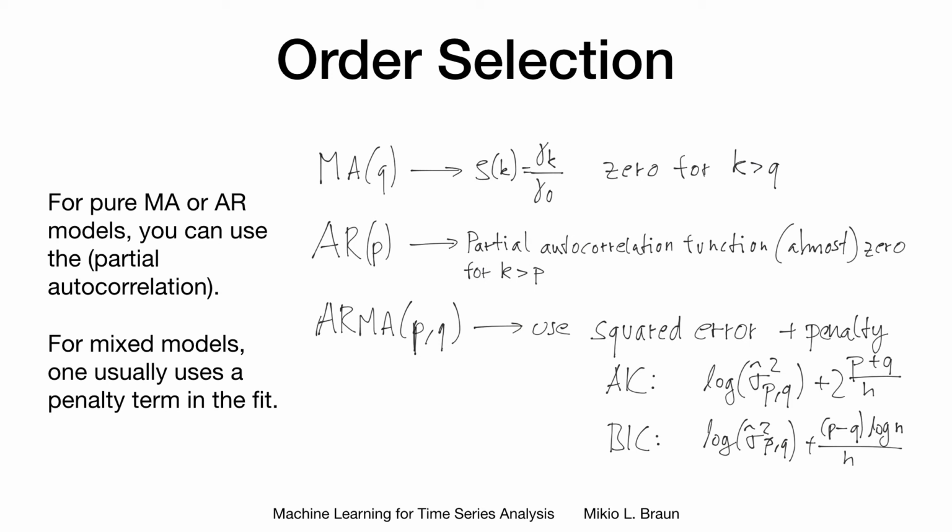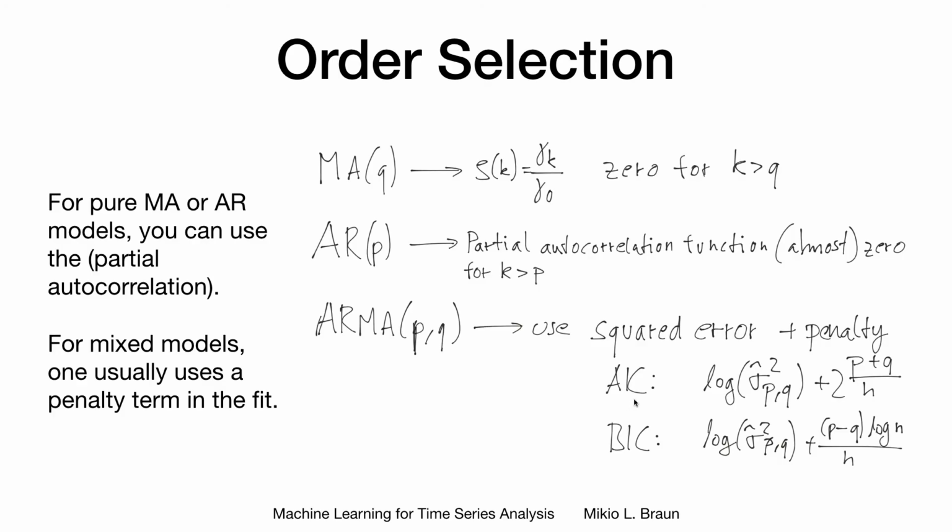As I said, for a mixed ARMA model, it's actually not that simple, so you cannot just look at these things. You can start with this to get an idea, but then what people usually do is look at how good the fit actually is. You have to add a penalty term to the goodness of the fit, because otherwise the higher the order of the model is, the more power the model gets, and the error usually gets smaller and smaller.